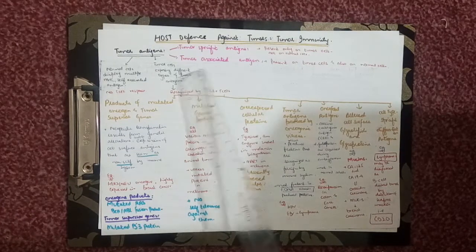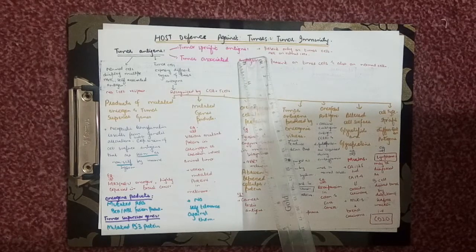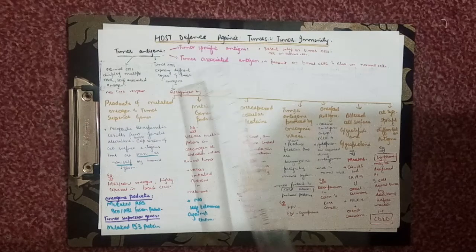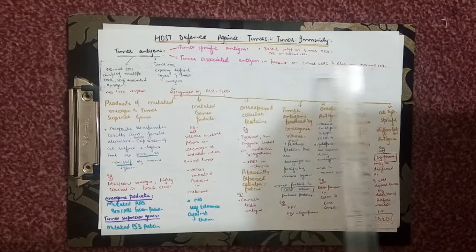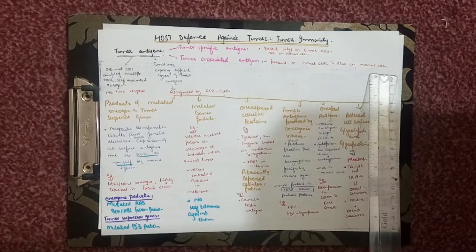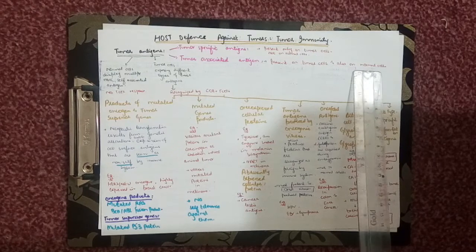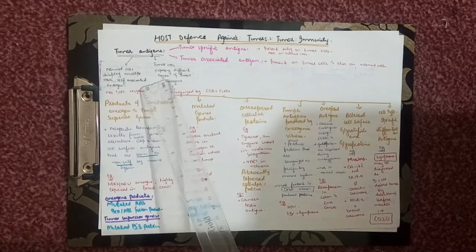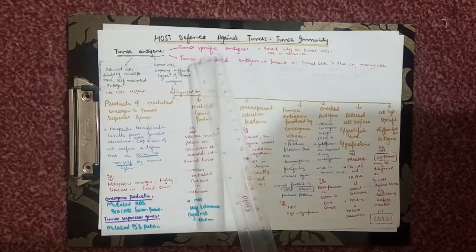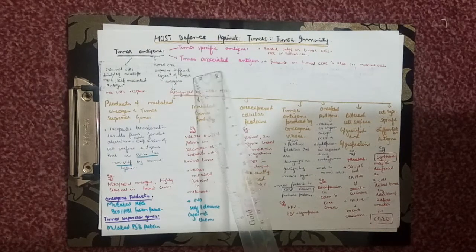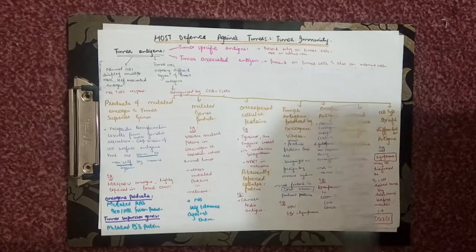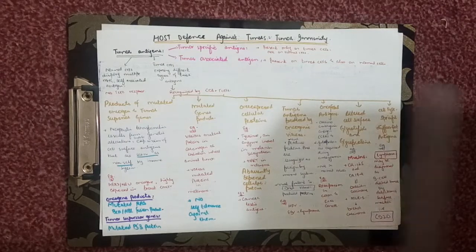Tumor antigens are of two types. Tumor specific antigens are present only on tumor cells, not on normal cells. And tumor associated antigens are present on tumor cells and also on normal cells. Normal cells display multiple MHC self-associated antigens, with no T cell response, while tumor cells express different types of tumor antigen. They are recognized by CD8 plus T cells. They are of 1, 2, 3, 4, 5, 6, 7 types.